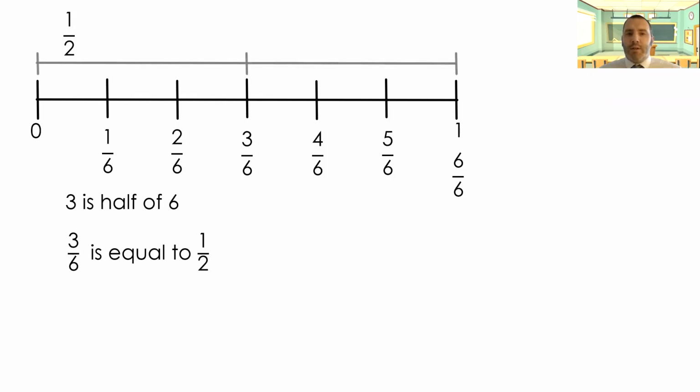So if we split our 6 up, we can see half goes in the middle. The reason for this is if we divide our numerator into our denominator, 3 divided by 3 is 1, 6 divided by 3 is 2. So it gives us our 1/2, it gives us our half. So that's going to go in there.